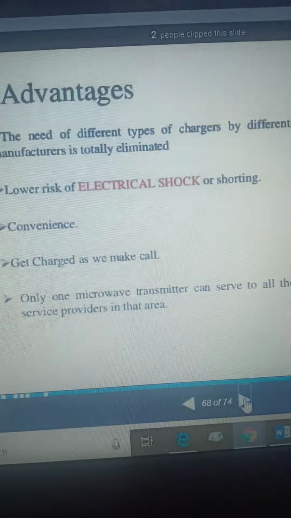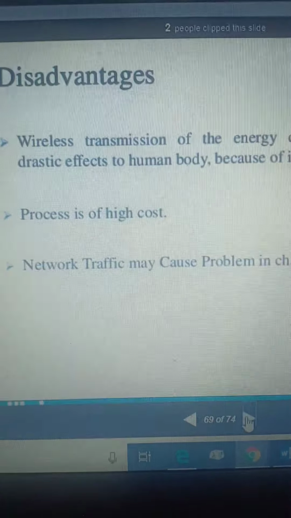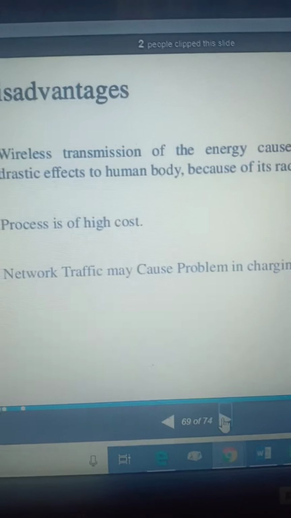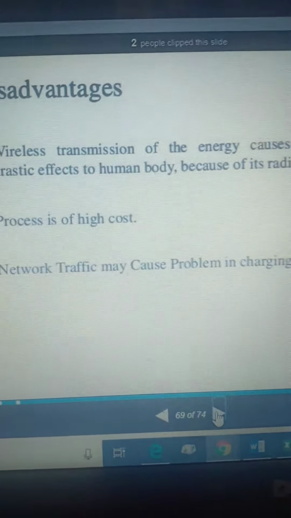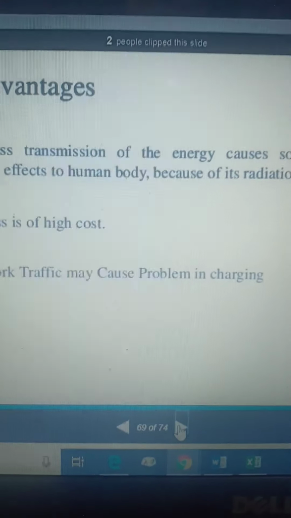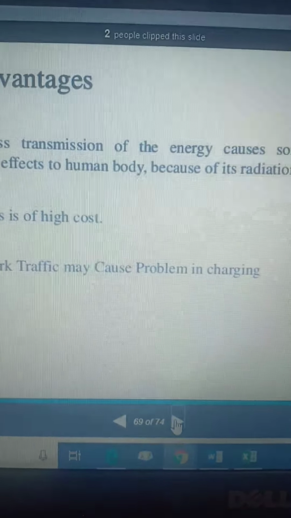But even though it has so many advantages, the major drawbacks are that the cost is high, the battery is not user replaceable, and it causes network traffic due to charging. Moreover, the wireless transmission of energy has some effects on the human body because of its radiation.